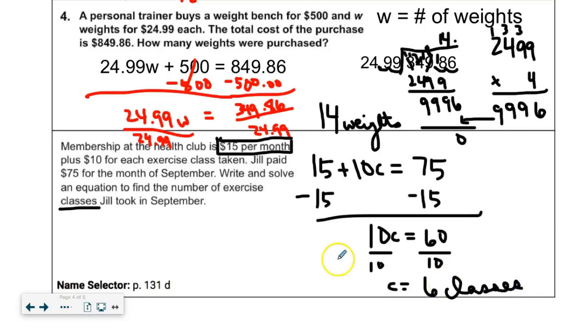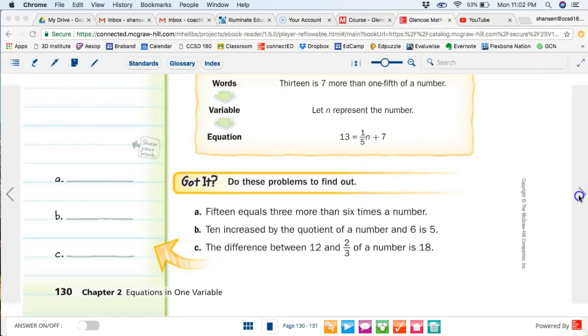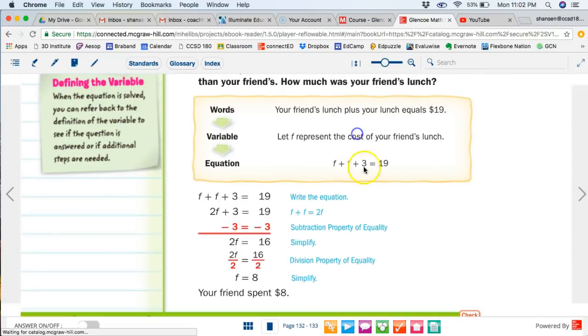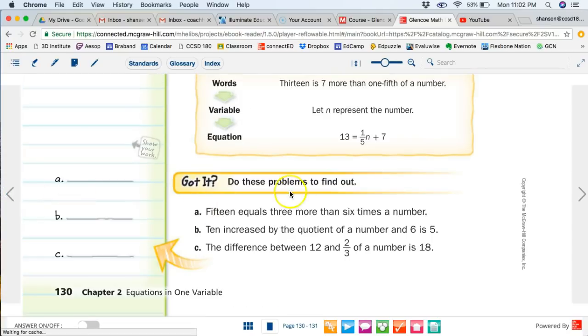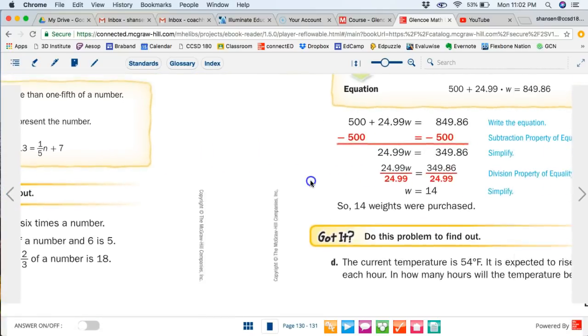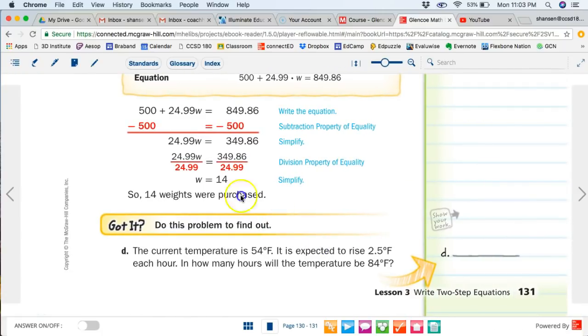6 classes. All right. There is a word problem example for you to try on page 131. If we turn to the page over here, it should be on this side. Where did it go? Oh, I know what happened. I flipped too many pages. Let's see over here. There we are. So there it is at the bottom. Current temperature is 54 degrees. It is expected to rise 2.5 degrees Fahrenheit each hour. And how many hours would the temperature be 84 degrees? Okay. So go ahead and try that one.